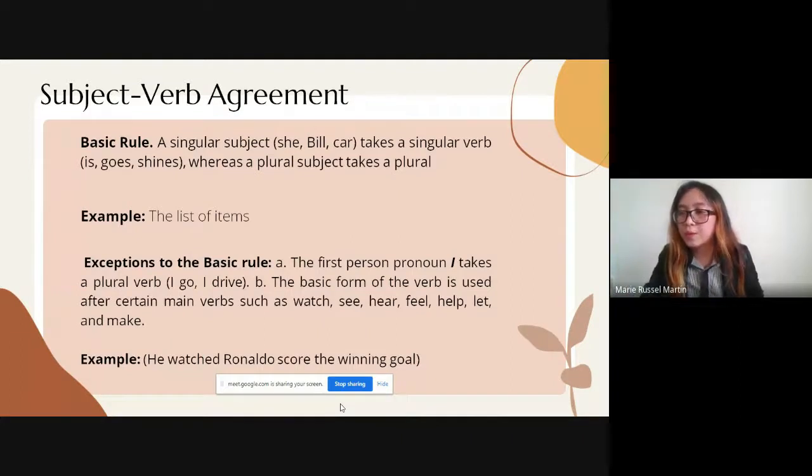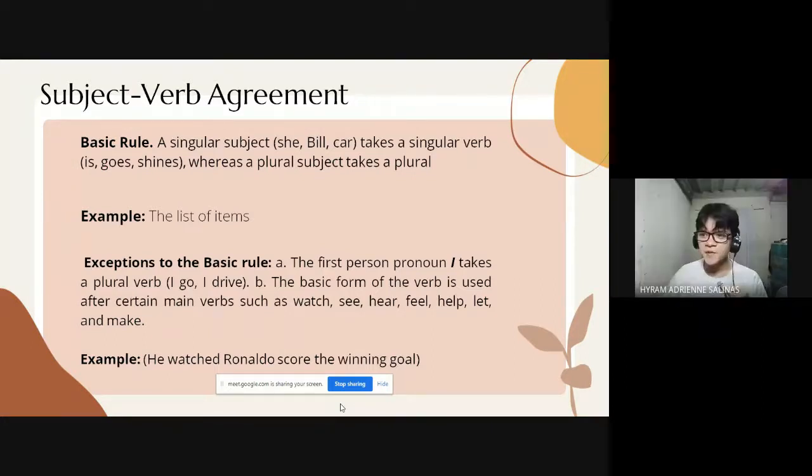So, the second exception is the basic form of the verb is used after certain main verbs such as watch, see, hear, feel, help, let, and make. Let's look at the example below. He watched Ronaldo score the winning goal. If we take a look at the verb score, it still kept its basic form. We did not change it to scores, even though the subject Ronaldo is singular, because of the sentence's main verb, which is watch. Is everything clear? Do you have any questions so far?